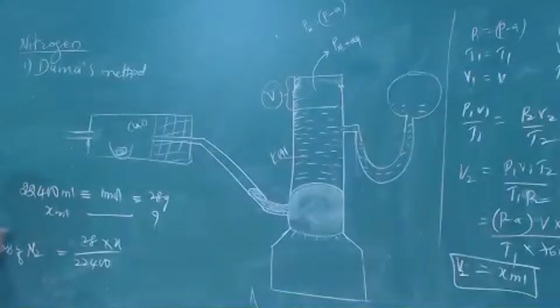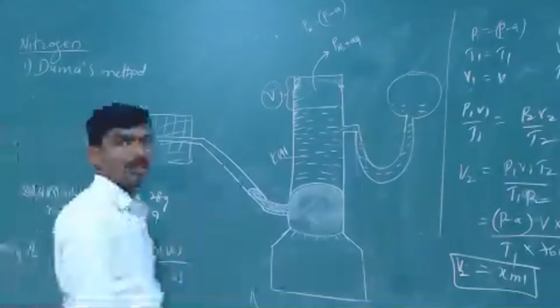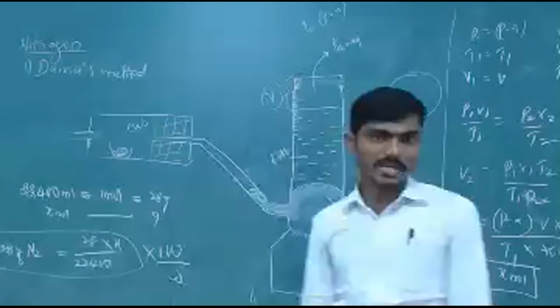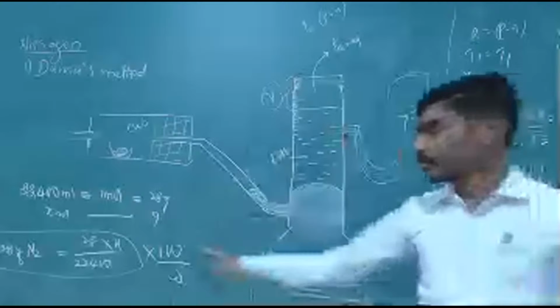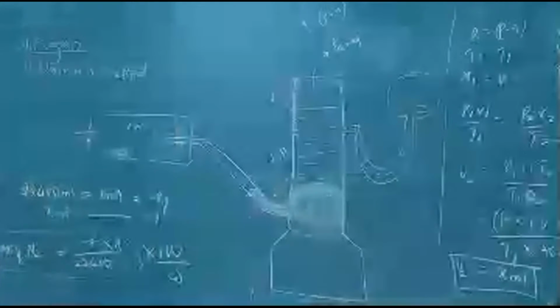So this is the mass of nitrogen present. Percentage is mass of nitrogen into 100 divided by W, that is, into 100 divided by the total mass of the organic compound. This is the mass method.